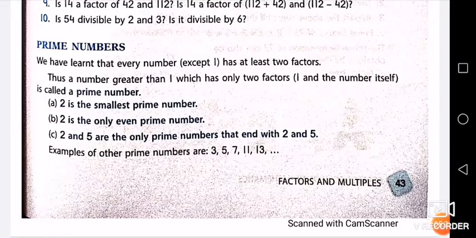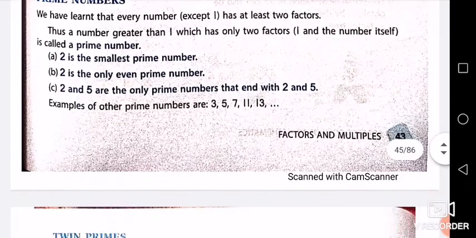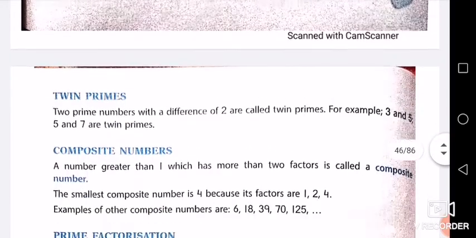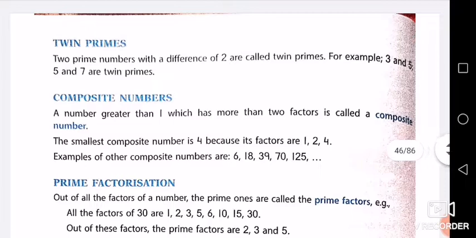So just now we have seen what prime numbers are, and from your book that we saw yesterday, we'll quickly see the definition again. A number which has only two factors. 2 is the smallest prime number, 2 is the only even prime number, the other prime numbers are 3, 5, 7, 11, 13. Now twin primes: two prime numbers with a difference of 2 are called twin primes. For example 3 and 5, 5 and 7 are twin primes.